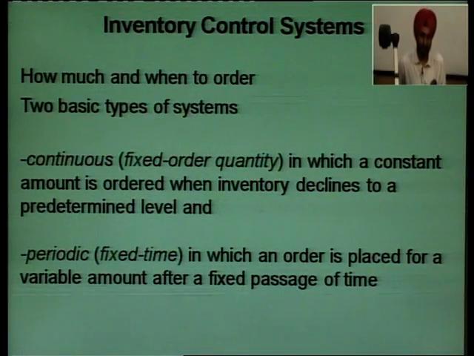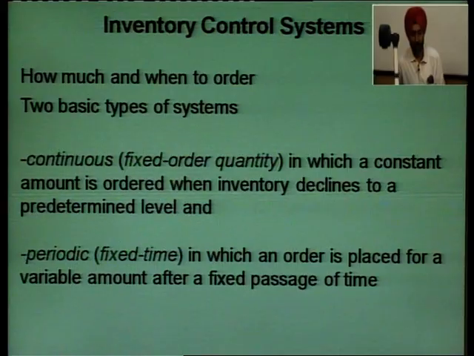So the second system is the periodic system. Periodic is a fixed time system in which at regular periods, let's say on the first of every month, we will place an order according to the variable quantity.